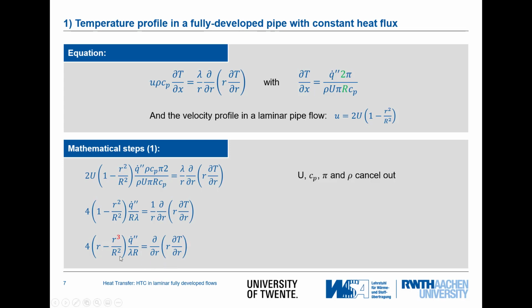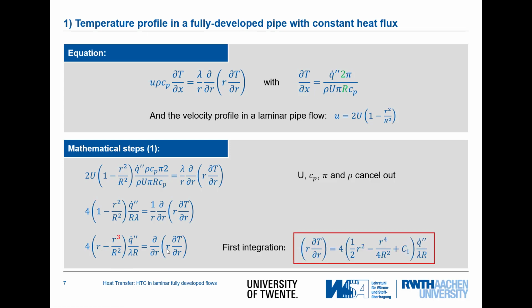And now we see that we have the radii on the left side, and on the right side we have the temperature derivative. So we can do a separation of variables, integrate the two sides with respect to the radius, and solve for the temperature. So the first integration will lead to the integral of r, which will be 1/2 of r squared, and from r to the power of 3 will lead to r to the power of 4, and then we have the integration constant C1.